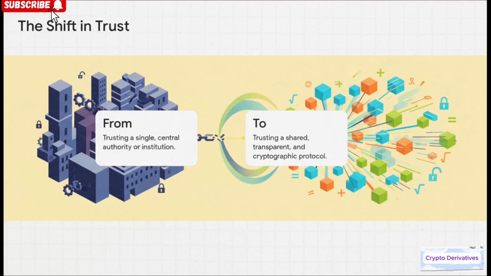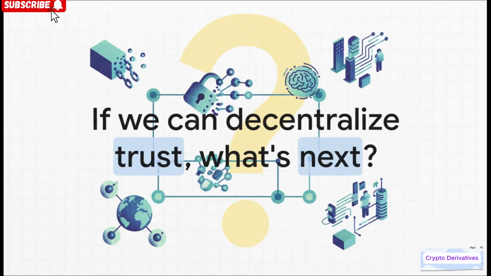We are moving from a world where we have to place our faith in institutions and the people running them, to a new world where we can trust an open, automated, and shared protocol that is controlled by no one and visible to everyone. We are, in a very real sense, trusting math. And that leads us to one final, really powerful question. We've seen that this technology gives us a new way to trust our data. So if we can successfully decentralize trust, what other parts of our world could be transformed next? Now that's something worth thinking about.